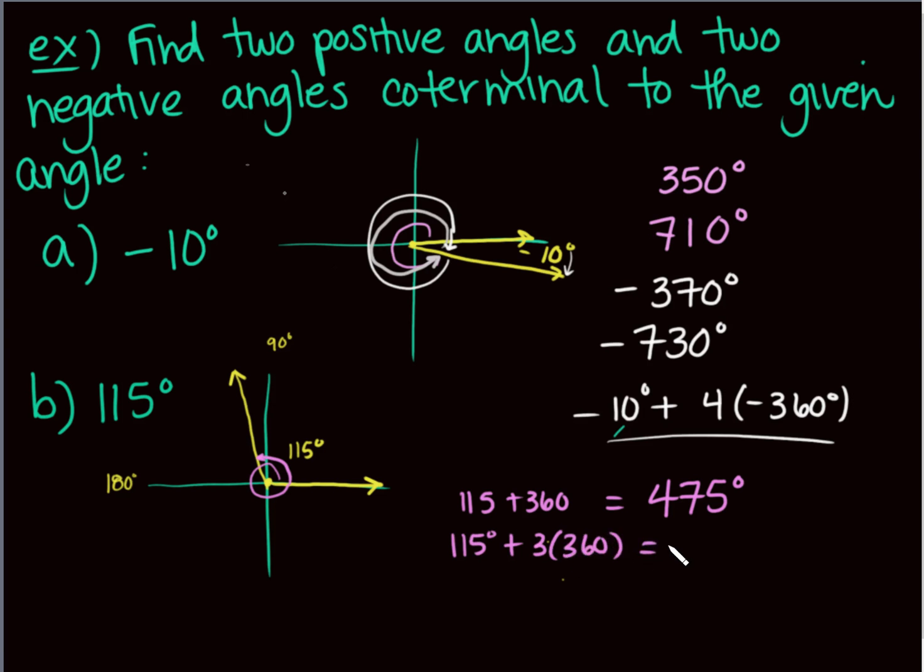Or I could just, for fun, add 3 times 360, so you guys could get different answers here. That's 1,195 degrees also. What is that? I went around 3 whole times, and then I did another 115. Okay, so pretty easy.